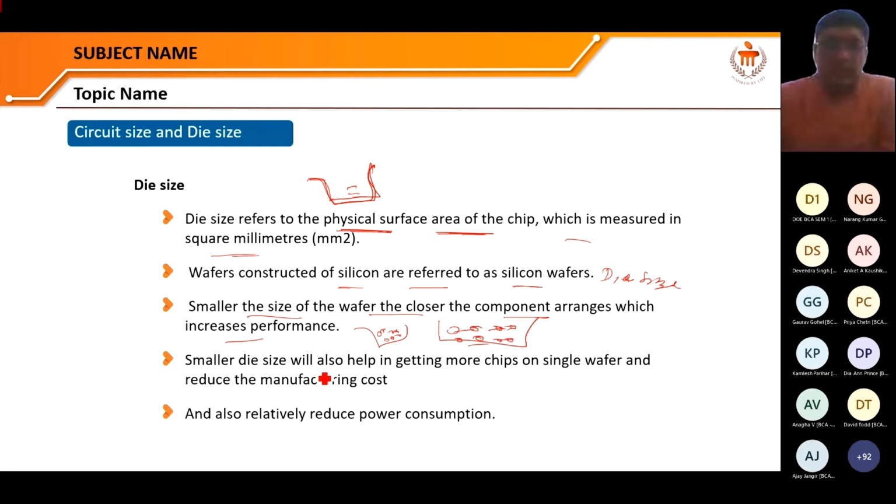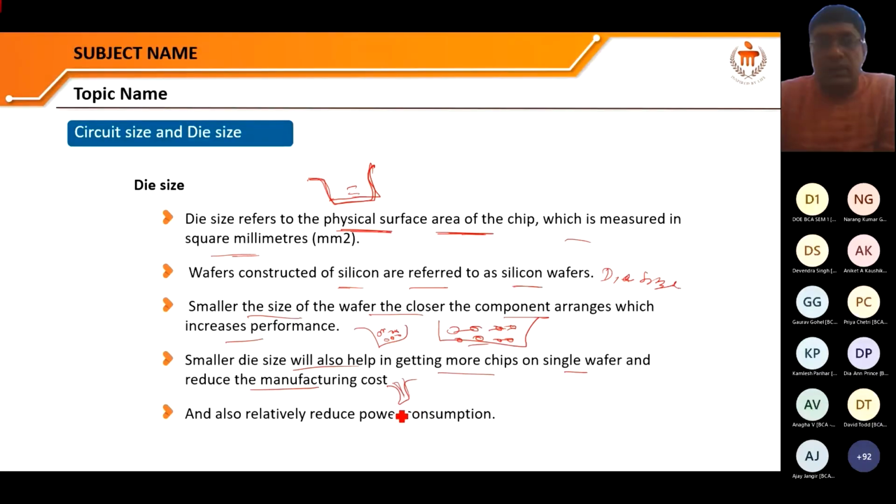So we have already discussed the role of the die size. If we use a smaller die size and can manage things in a smaller area, power consumption is also reduced.